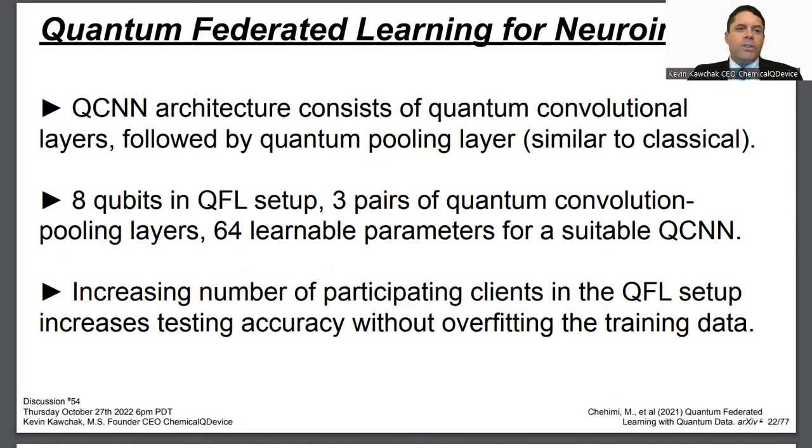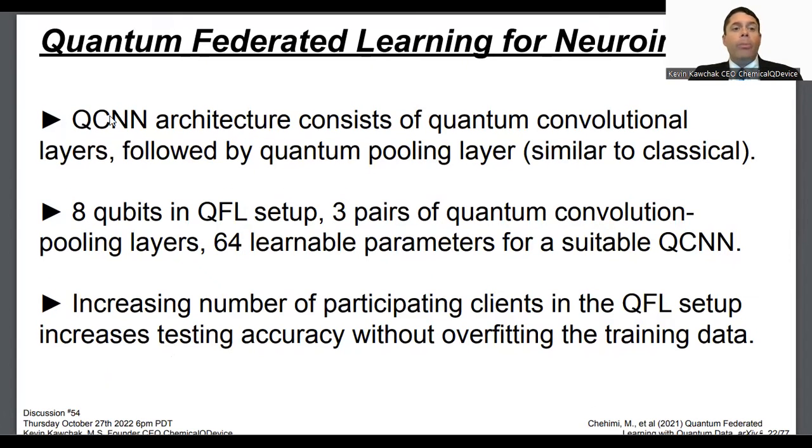Now, you'll see this a lot, and they say basically if there's issues with error, as there is with quantum computers today, use a quantum convolutional neural network architecture. And in this case, it's 8 qubits in the QFL setup, 3 pairs of quantum convolutional pooling layers, 64 learnable parameters for a suitable QCNN. So that's oftentimes they say, okay, if it meets these requirements, QCNN.